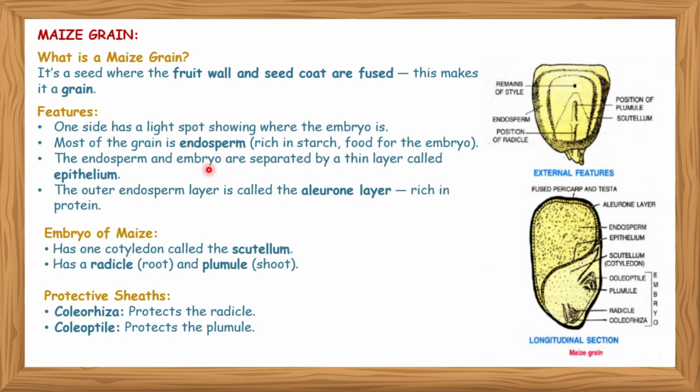The endosperm and embryo are separated by a thin layer called the epithelium. The outer endosperm layer is called the aleurone layer, which is rich in protein. Embryo of maize: it has only one cotyledon called the scutellum. It has a radicle or root and a plumule or shoot. Protective sheath, coleorhiza, protects the radicle. Coleoptile protects the plumule.